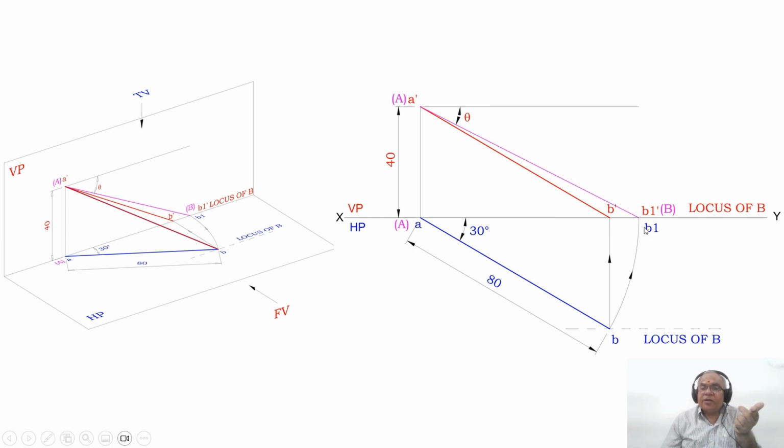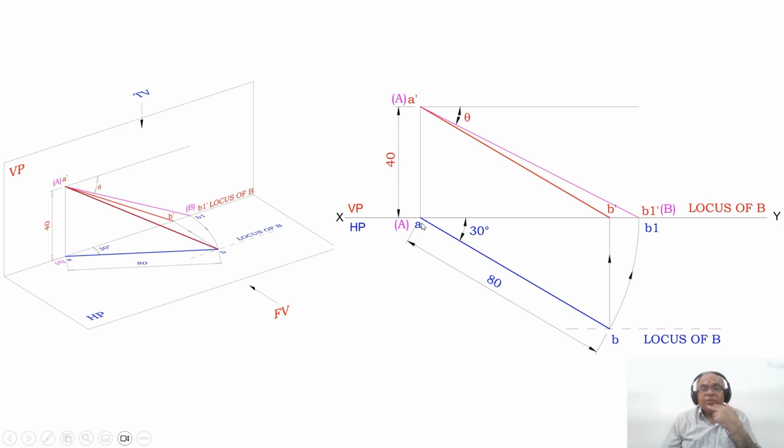But B1 is also on HP, therefore B1 dash will also be at that particular point. Now, it is the case of a point on both HP and VP. If it is on HP, it will be seen in VP. If it is on VP, then it will be seen on HP. So this is how you get this point B1 dash. Then join A dash B1 dash a little bit thicker than the XY line.